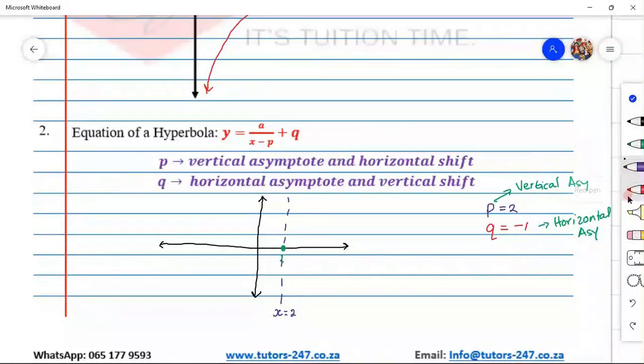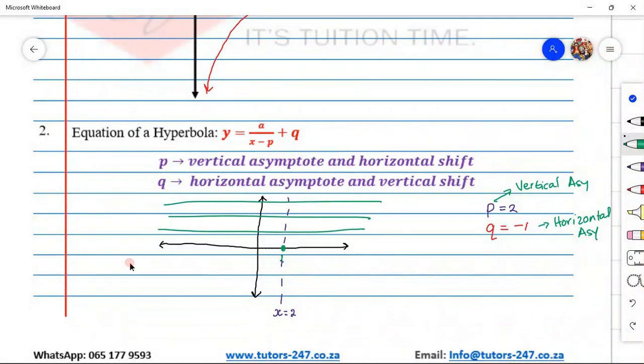Now, our q asymptote, which is our horizontal asymptote. Always keep in mind, horizontal lines are similar to our x-axis, or if you want to think about it in a different way, if you're lying down on your bed, you are then in a horizontal position.